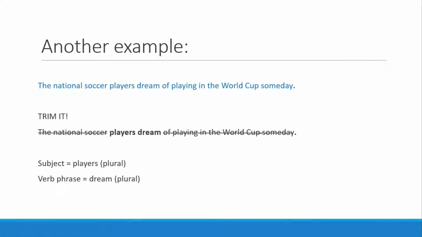Here's another example. It reads, the national soccer players dream of playing in the World Cup someday. If we trim it just down to the subject and the verb, we get players dream. We get rid of the national soccer. We get rid of playing in the World Cup someday. Players is our subject, dream is our verb. Players is plural, dream is plural. So they are in agreement.